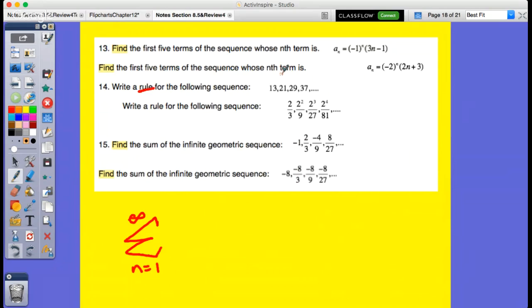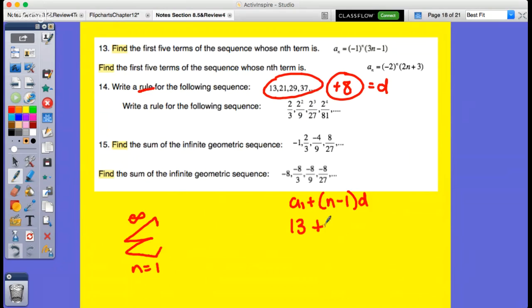Then since we said that this is arithmetic where we add by 8 each time, that makes our difference, or our d, plus 8. Therefore, we can use our nth term formula, a sub 1 plus n minus 1 times d, to find what that equation would be. So a sub 1 is 13 plus n minus 1. We don't know what n is, but that's okay. Remember, n is what we're plugging in for.